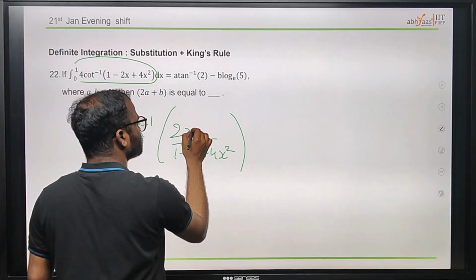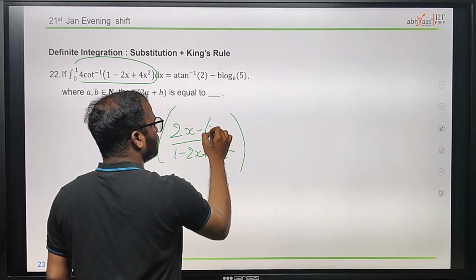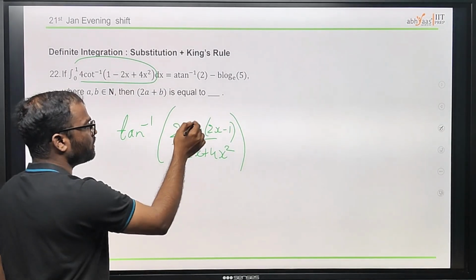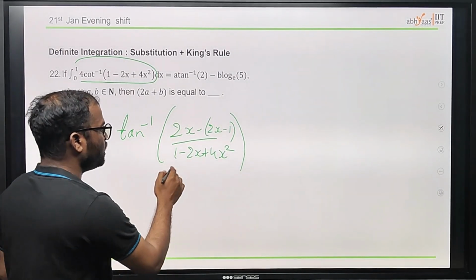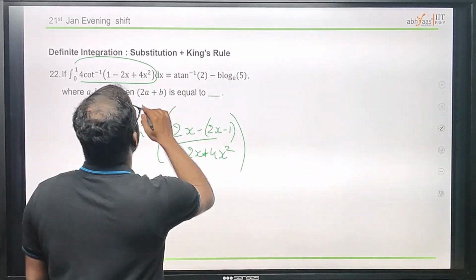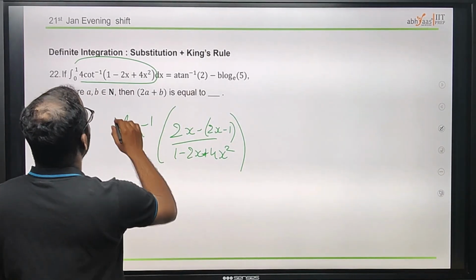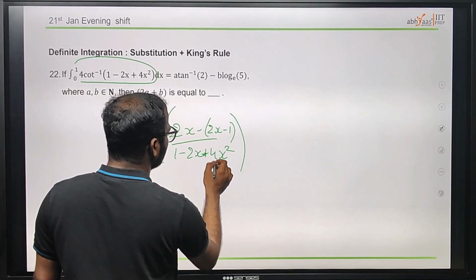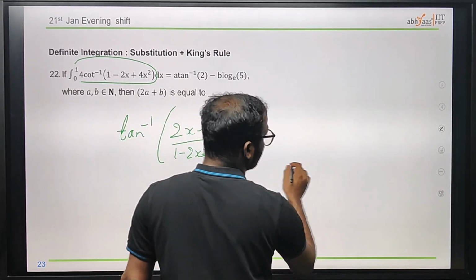Okay, 2x minus 2x minus 1. Now, if we observe tan inverse of a minus tan inverse of b, we have a situation like this, which we can make it as 2x into 2x. I think you can observe that.